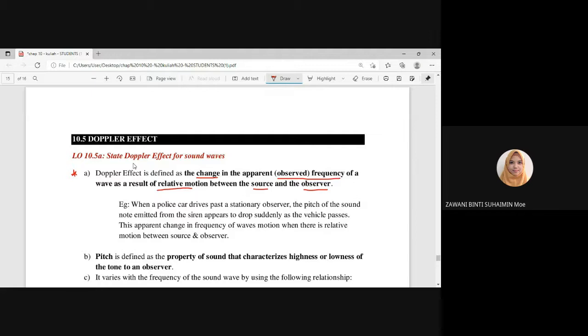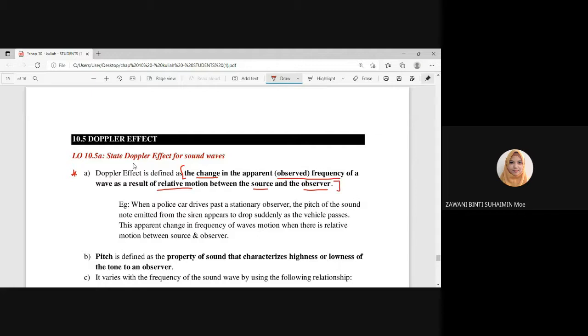And then bila dia dekat dengan rumah awak, dia lalu depan awak, frekuensi dia jadi tinggi. So sebab tu you dengar dia, bunyi dia tu semakin cepat. Ni no ni no ni no ni no. Macam tu. Okay, so that is what is meant by here lah, the change in apparent ataupun observed frequency of a wave as a result of relative motion between the source and the observer.